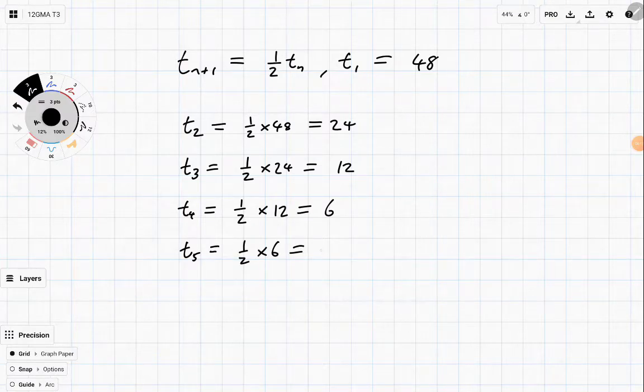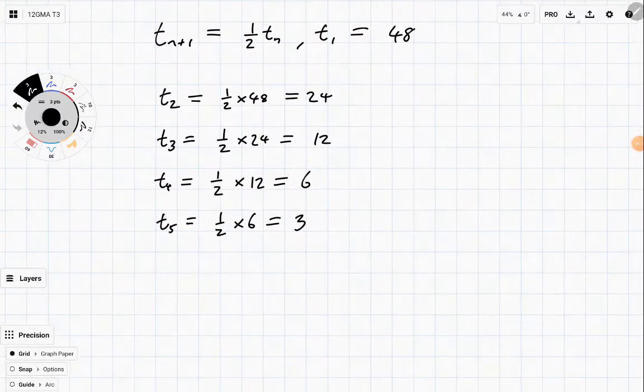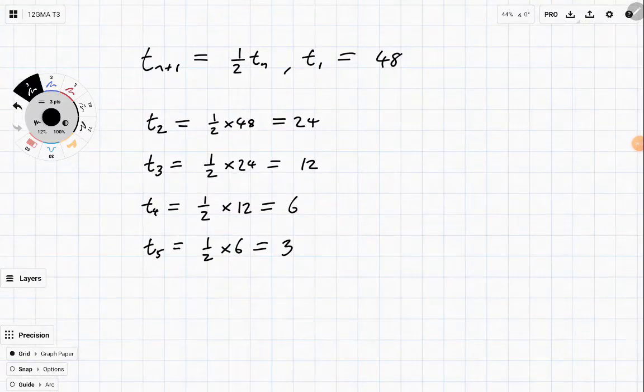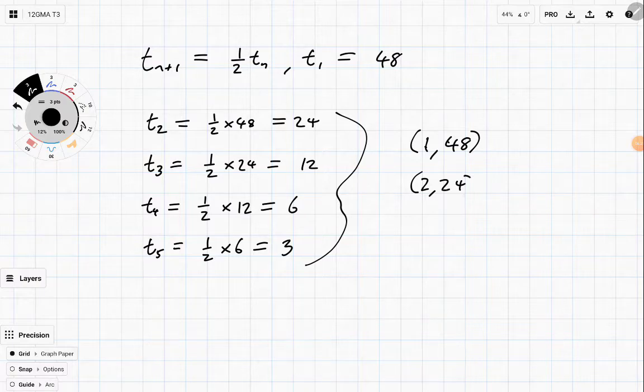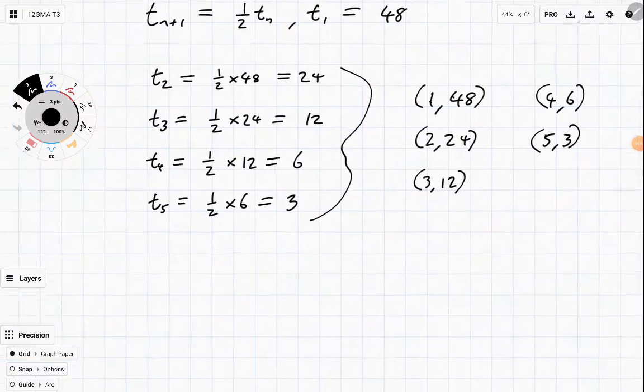And so the shape is going to reflect that. It's going to be a decreasing one. So once again, our points, we're going to have 1, 48, 2, 24, 3, 12, 4, 6, and 5, 3. It's kind of like the reverse of the sequences we were just looking at.